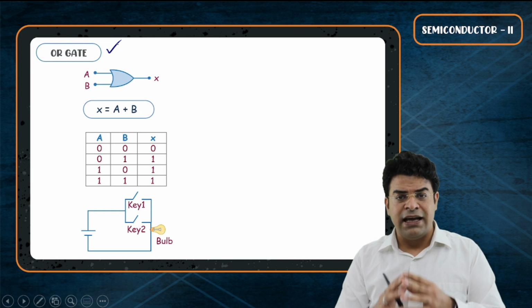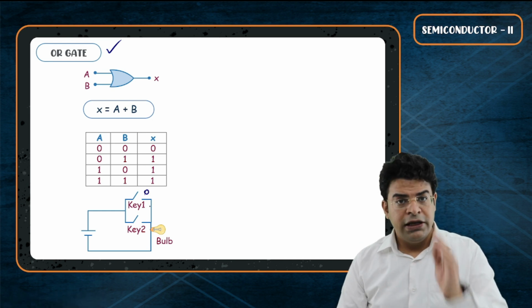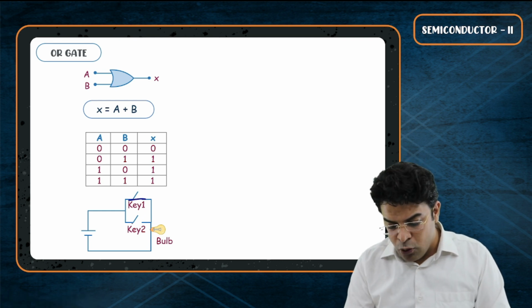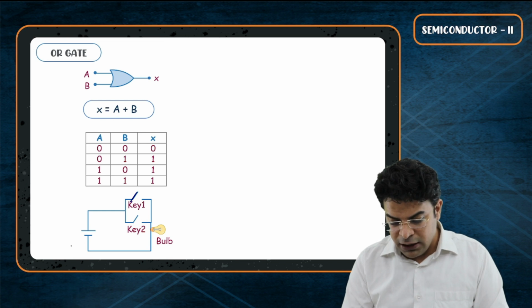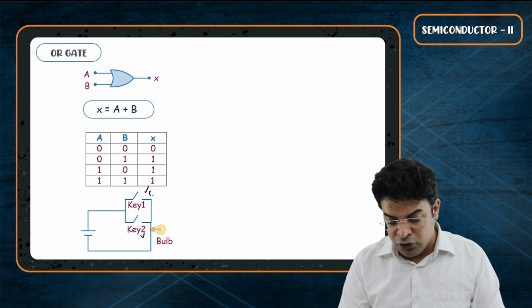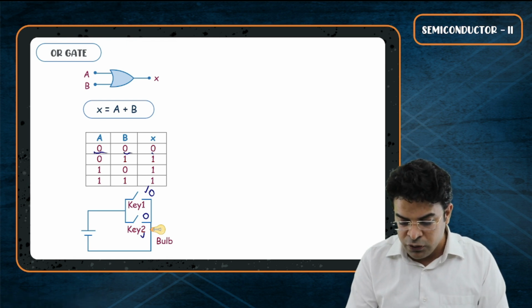So think of this as the electrical circuit equivalent. Key open means 0, key closed means 1. Now if both the keys are open, then no current can come out of the battery and flow through the bulb. So if both of them are at 0, 0, then the bulb won't glow. So for 0, 0 you get 0.